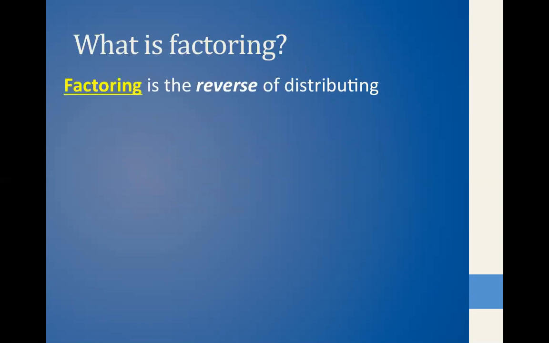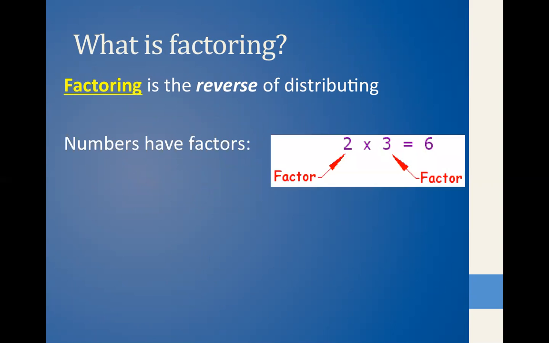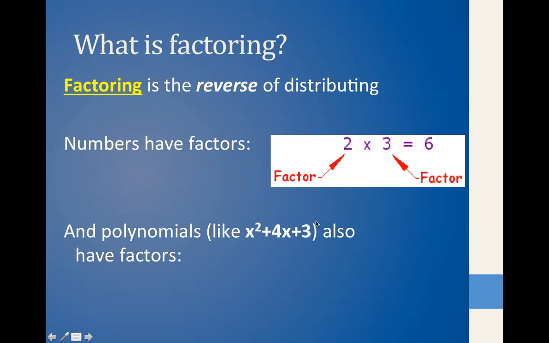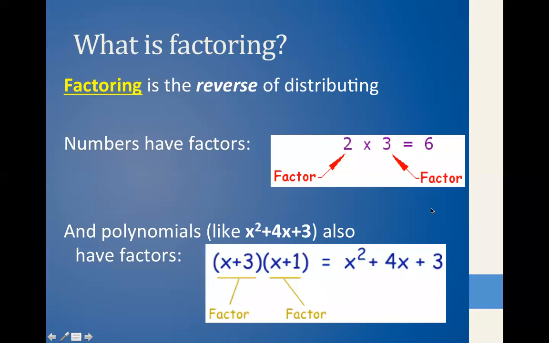What is factoring? Factoring is the reverse of distributing. Numbers have factors, so 2 and 3 are factors of 6 because 2 times 3 equals 6. And polynomials, something like x squared plus 4x plus 3, also have factors. So x plus 3 and x plus 1 are factors of x squared plus 4x plus 3.